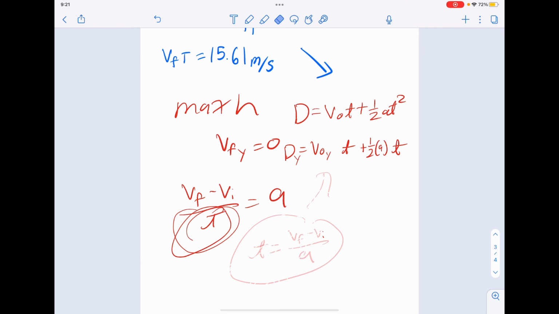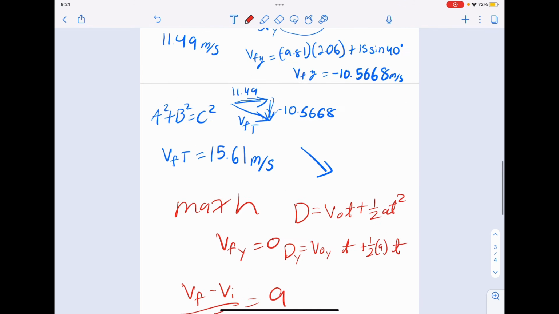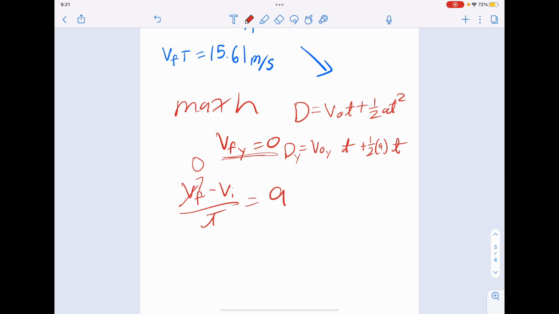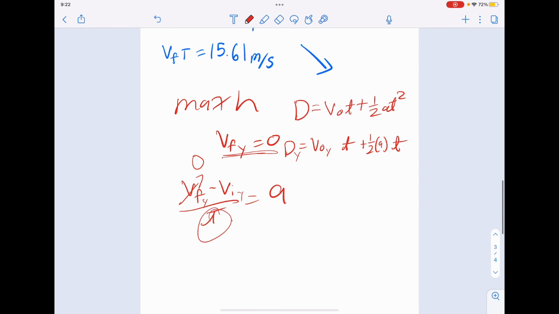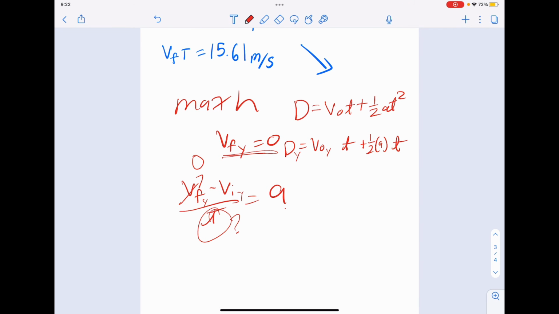We do know v final, and hopefully you guys caught on to that, and your brains are more awake than mine. V final is going to be 0 at max height, because that's what we said earlier. Then we have our v initial. We don't know our time, but we know our acceleration. So let's multiply by time and divide by a. We get negative v initial over acceleration is equal to time.